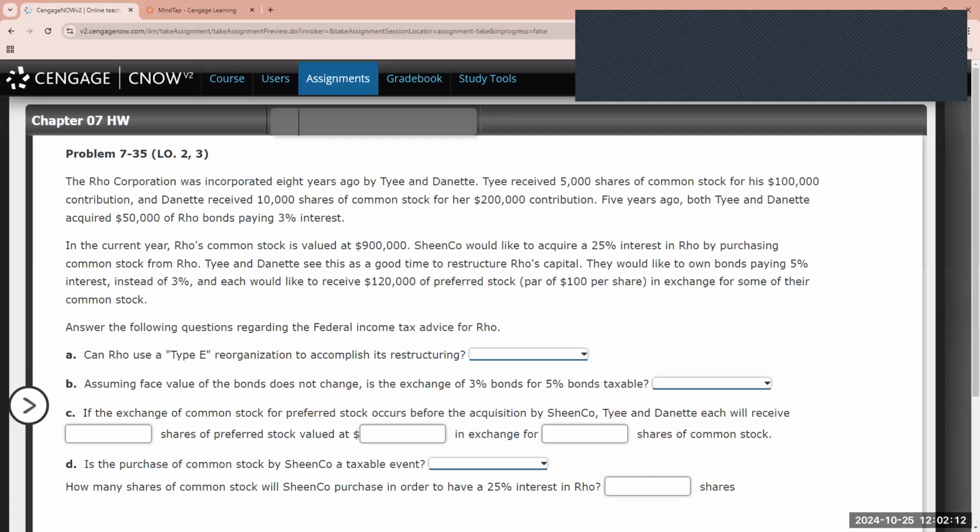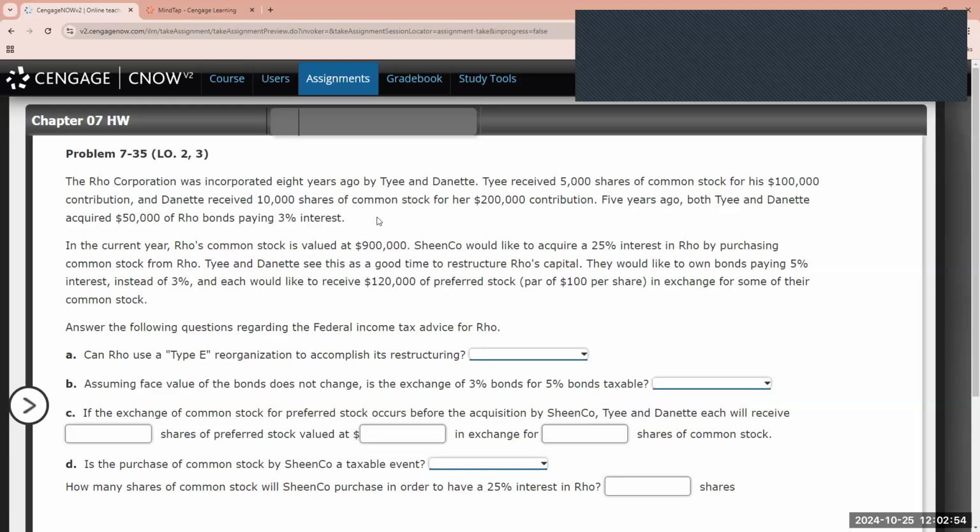25% interest. So it states the Rowe Corporation was incorporated 8 years ago by Tai and Danette. Tai received 5,000 shares of common stock for his $100,000 contribution, and Danette received 10,000 shares of common stock for her $200,000 contribution. 5 years ago, both Tai and Danette acquired $50,000 of Rowe bonds paying 3% interest. In the current year, Rowe's common stock is valued at $900,000. Sheen Co. would like to acquire a 25% interest in Rowe by purchasing common stock from Rowe.